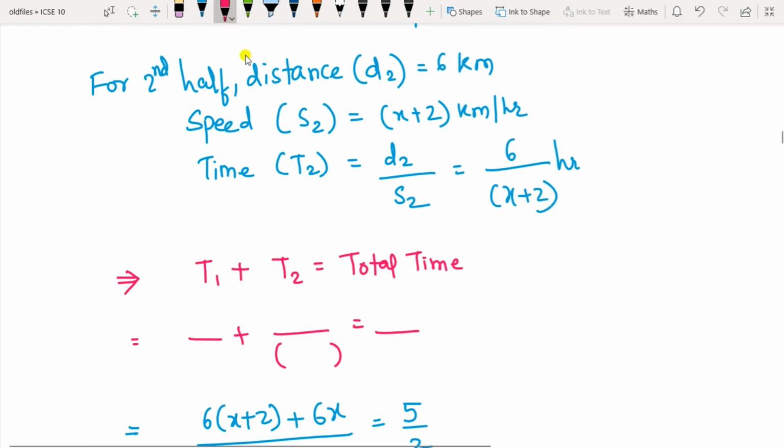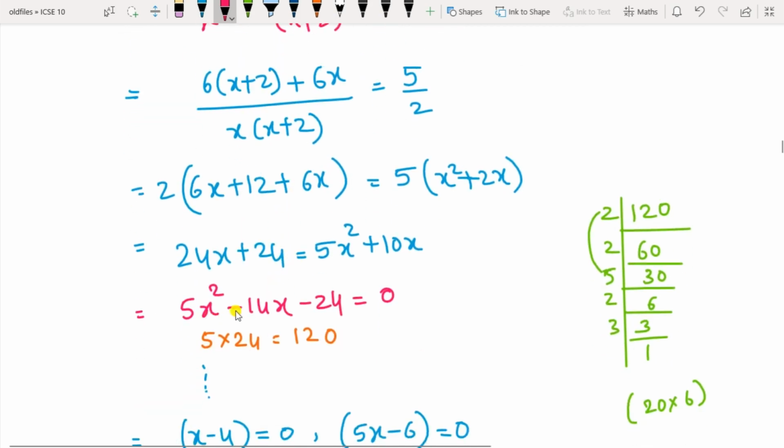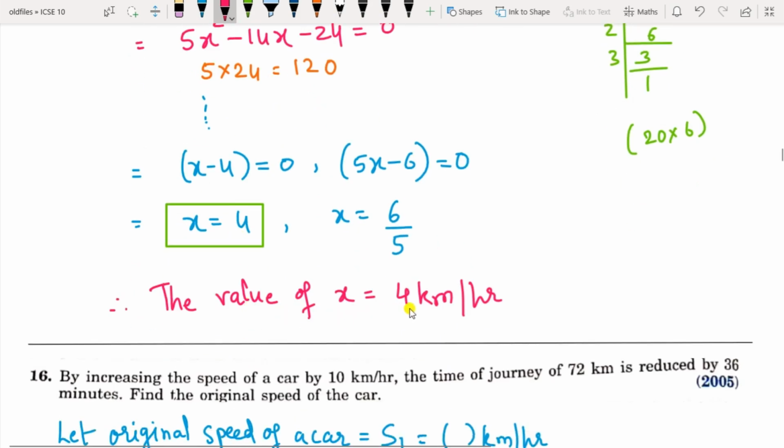Now the equation: total time has been given. So t1 plus t2 equal to total time. t1 is 6 upon x, t2 is 6 upon x plus 2, and the total time that we have converted to hours is 5 by 2. Now as usual, take the LCM, cross multiply, find the quadratic equation here and solve it. You get the two factors as x minus 4 and 5x minus 6. So your value of x is 4 and x is 6 by 5. So you have to consider this positive whole number value. So the value of x they are asking for is 4 km per hour.